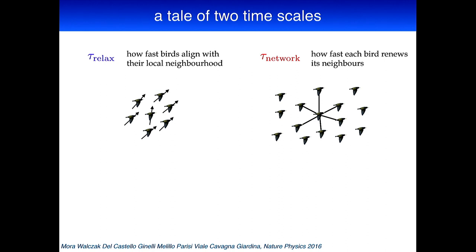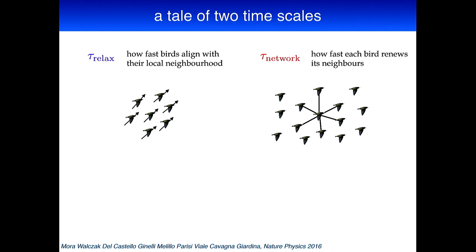So you can think of two main timescales. One of them is, how fast do birds align with their neighbors? So imagine you have a bird here, which is misaligned with all its neighbors. Because it's driven by this social force, it will try to realign with the neighbors, and it takes some time, and that's what we call tau relax. It's a relaxation time of the alignment.